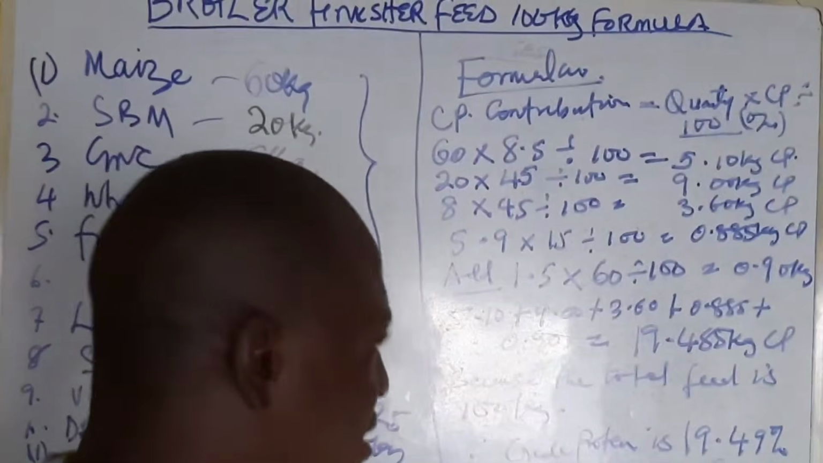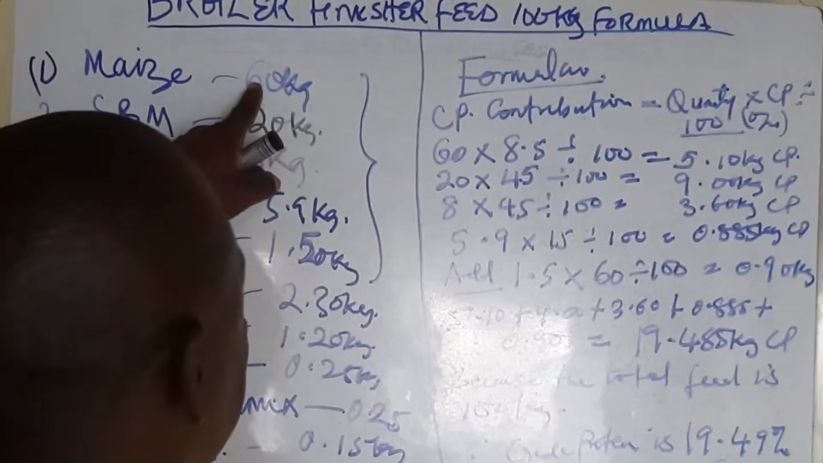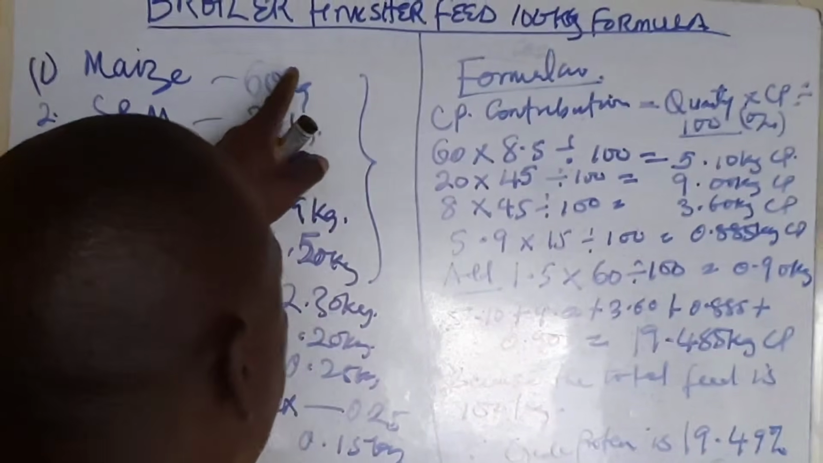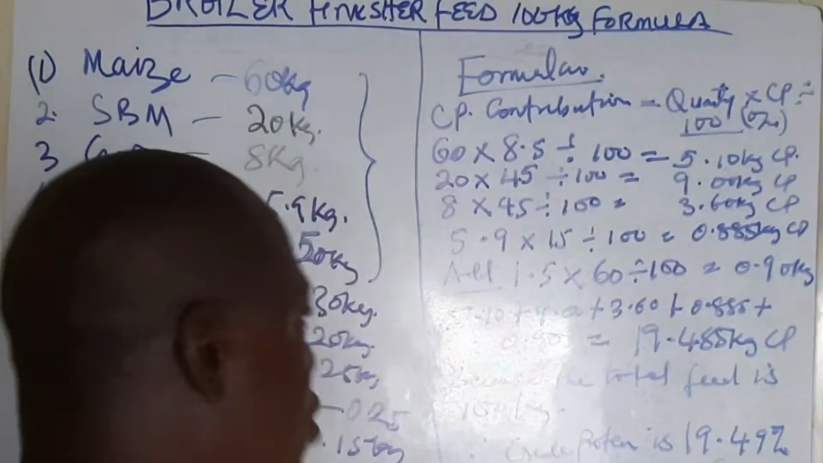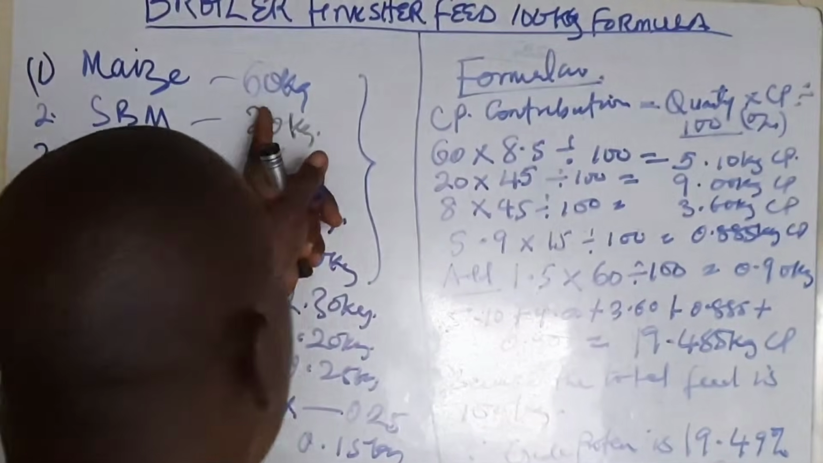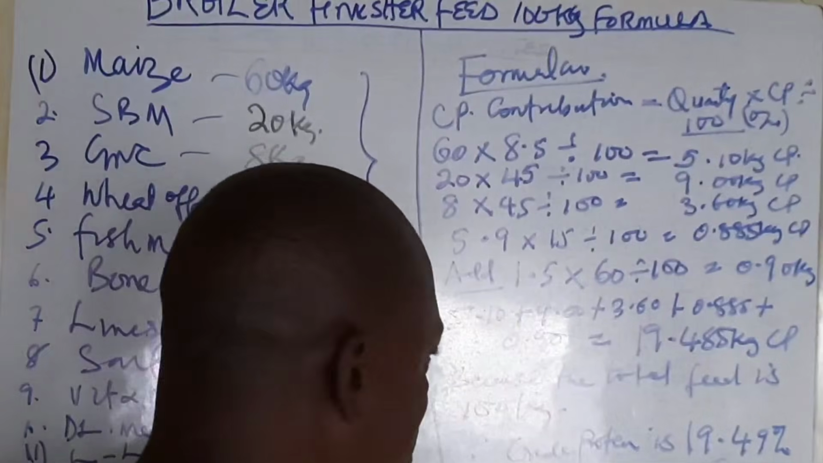Now if you want to calculate the fat, you need to get the fat contribution of maize, quantity of maize multiplied by the fat contribution of maize divided by 100. The same way you get the fat. If you want to get the energy, go and check the energy content of corn. You multiply by the quantity and divide it by 100. You get the energy. That's how you get others.